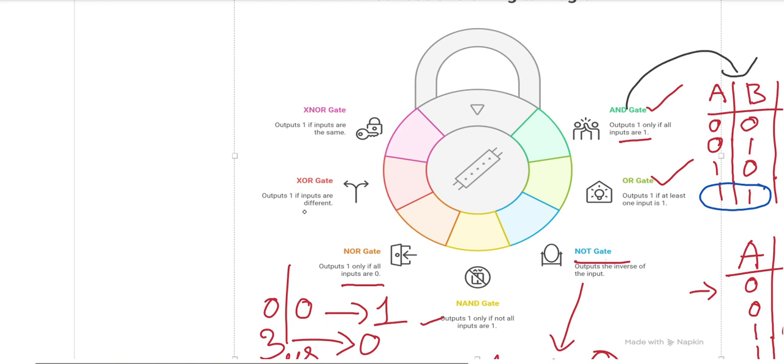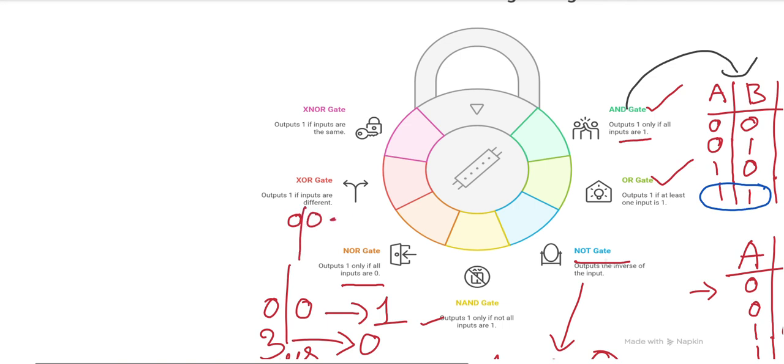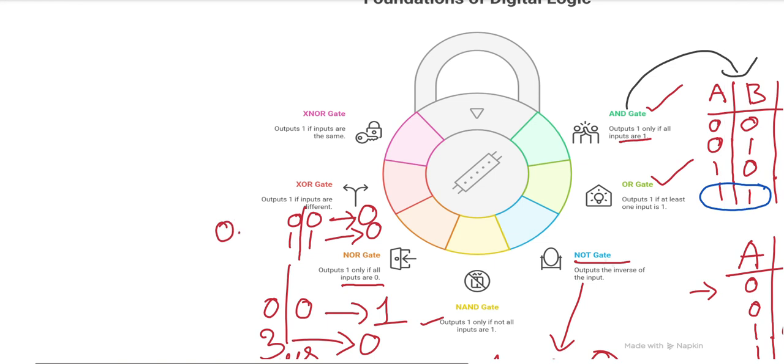That means, let's say you are having 0 0. Since both the inputs are the same, what will it result? It will result in 0. 1 1. Again both are the same, so it will result in 0. Let's take outputs 1 if inputs are different. So what do we need to take? 0 comma 1. So it will result in 1 because the inputs are not the same here.